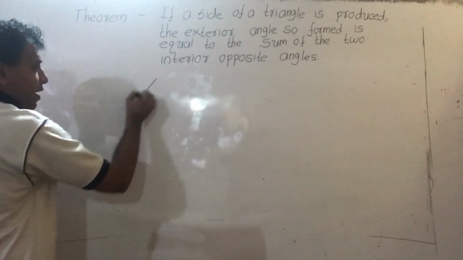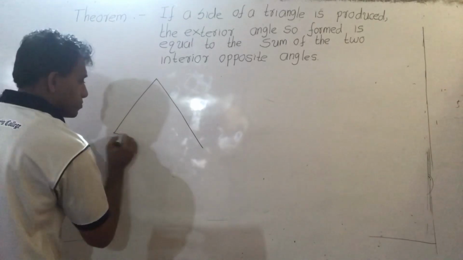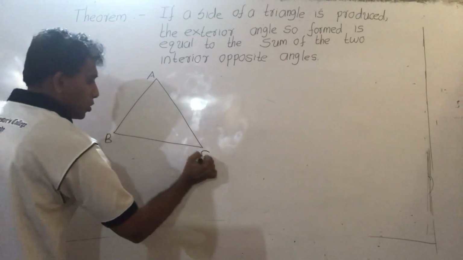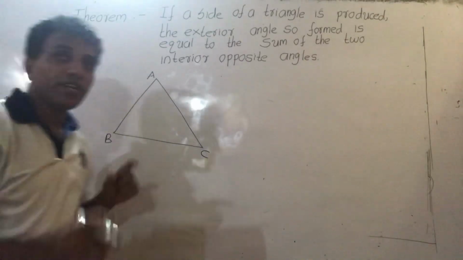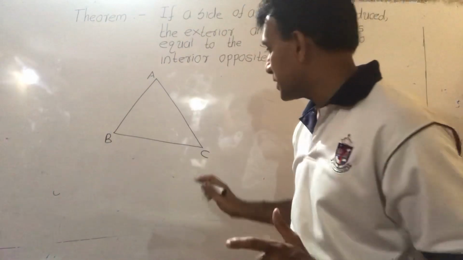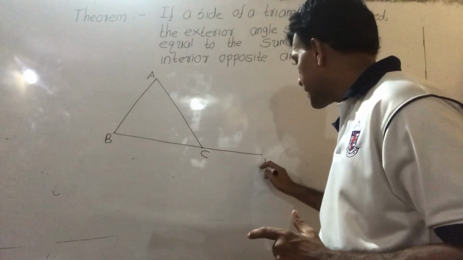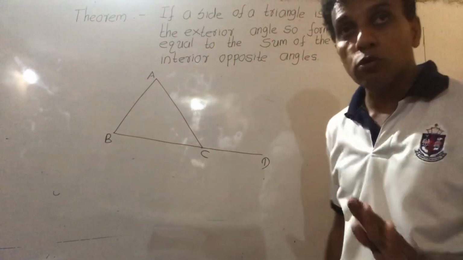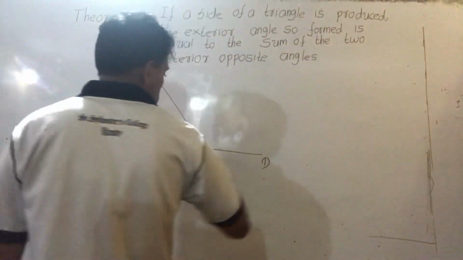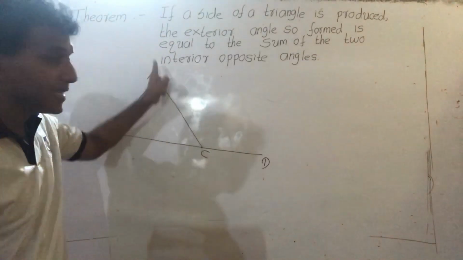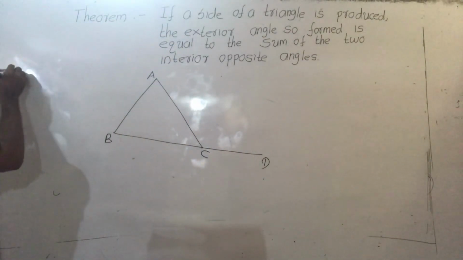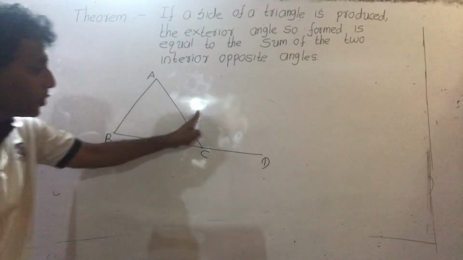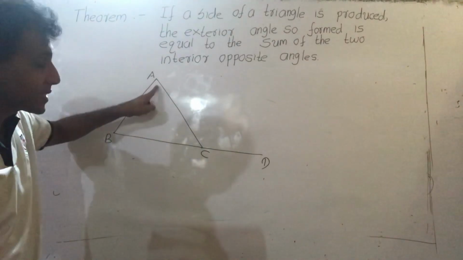For that I take a triangle ABC. This we call the data: the triangle ABC is given, and side BC is produced to D. I want to show that angle ACD, you know how to write the name with 3 letters, is equal to this angle plus this angle.